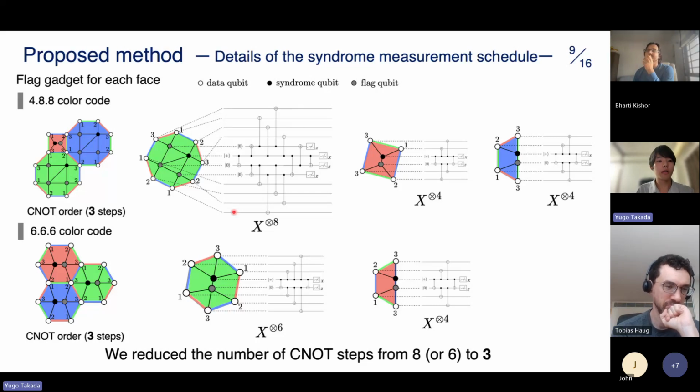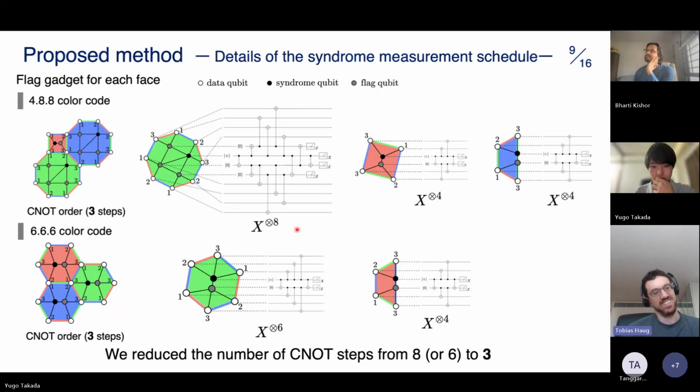So before this paper came out, people were thinking that 4.8.8 is practical in terms of the transversality of the gate. But now we know that all Clifford gates can be implemented transversally, even in the hexagonal color code. And hexagonal color codes have high thresholds and low weight stabilizers. So I think there is almost no reason to use the 4.8.8 color code if there is no specific reason. Okay, so it's mostly historic reasons.